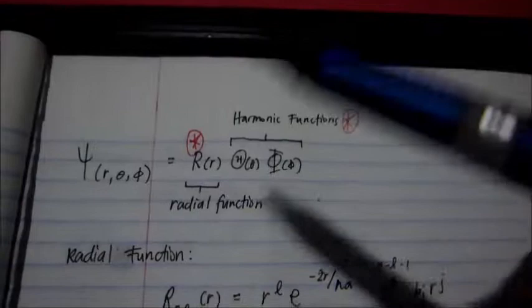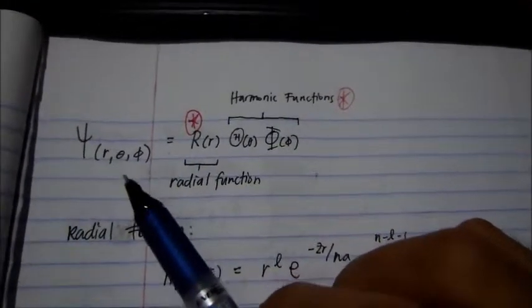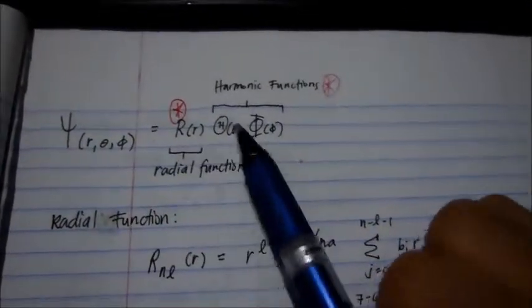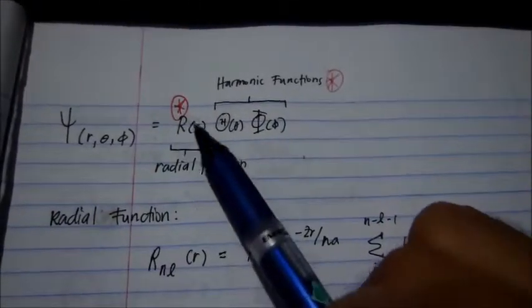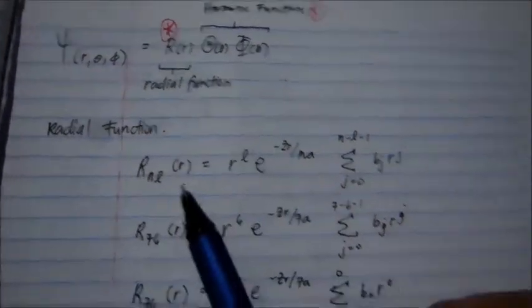You can see here that our eigenfunction is a function of theta and phi. So we will start with our radial function. The radial equation is this.